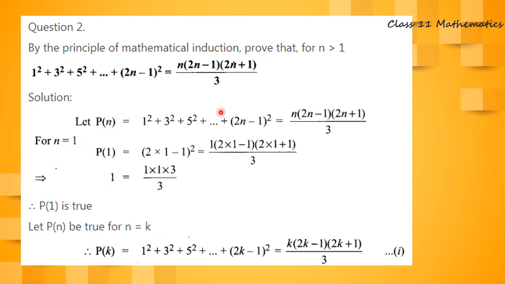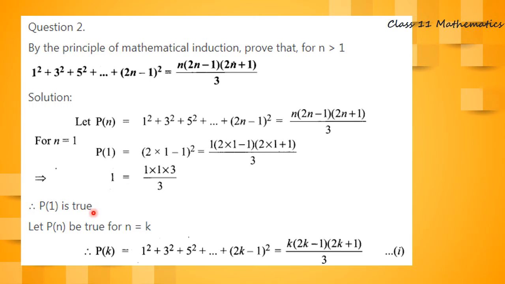So here n value 1 means 2 minus 1, 1 square. So 1 square is my first term. So write the first term only here, 1 square. Then right side, here 1, here 1, 1. Therefore it is 1 into 1 into 3, that is numerator 3, denominator also 3. Whole answer is equal to 1. Here 1 square is also 1. So 1 square equal to 3 by 3. Therefore both of them are equal. P of 1 is true.